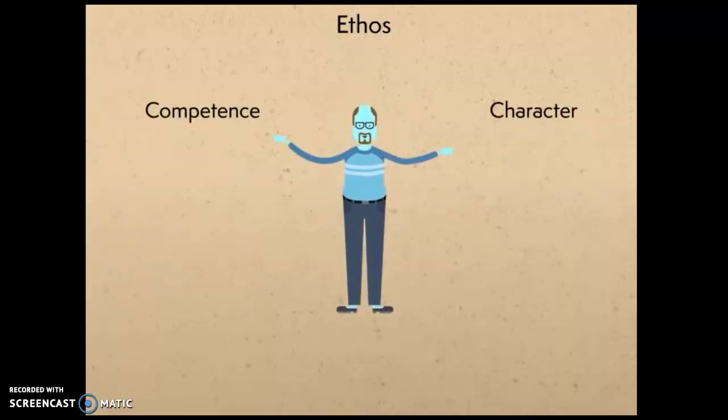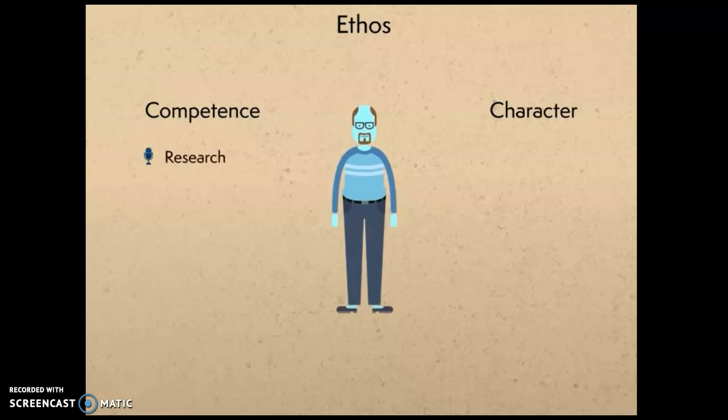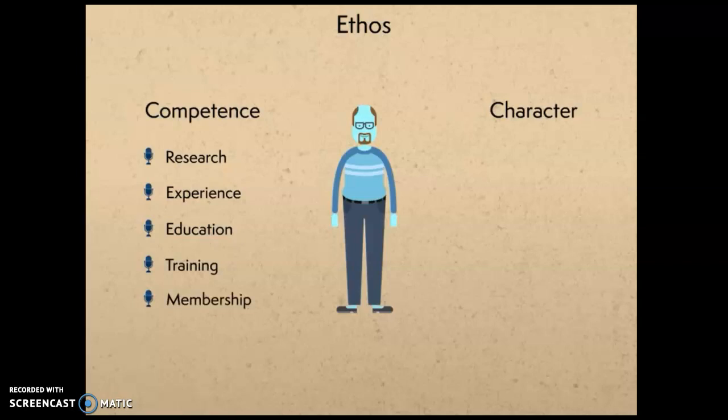Credibility has two components: competence and character. Competence shows your expertise on a topic. It may include research, experience, education, training, and membership or connections. Competent communicators can deliver content in a confident manner. Character describes the qualities of a speaker.